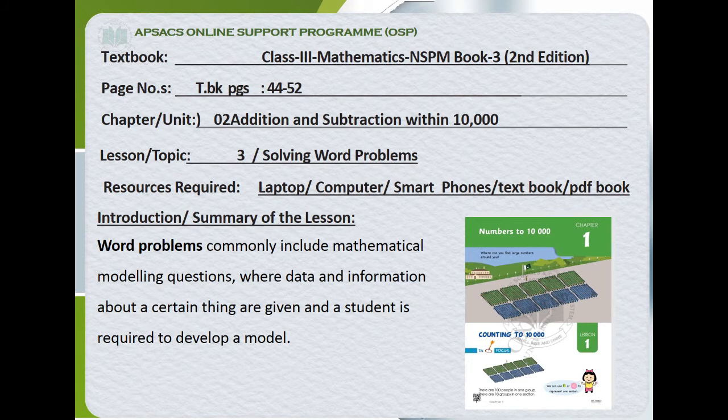The topic which we are going to discuss today is word problems. Students, word problems commonly include mathematical modeling questions where data and information about a certain thing are given and a student is required to develop a model.